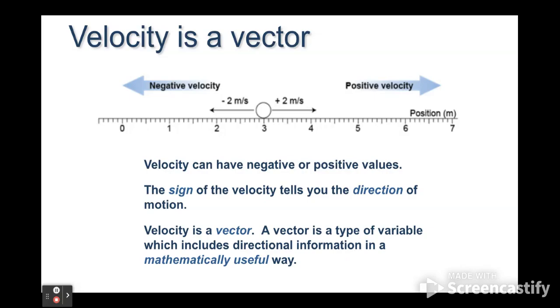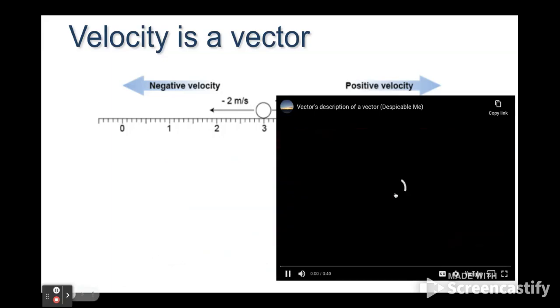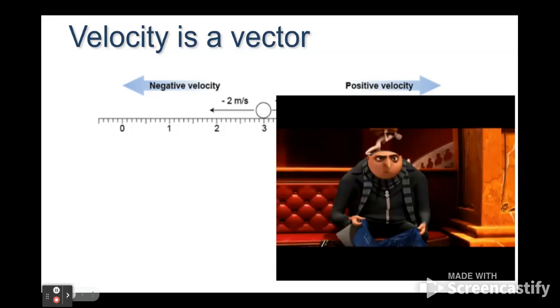Velocity is a vector. A vector is a type of variable which includes directional information in a mathematically useful way. And just for fun, I have this here for you, just in case you remember this guy. Hey.